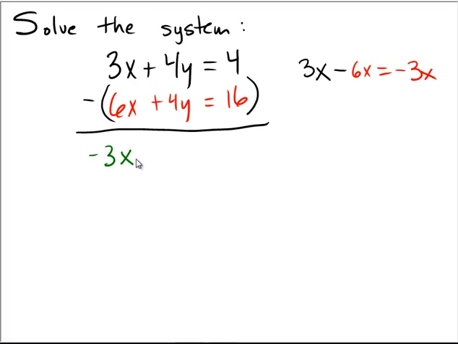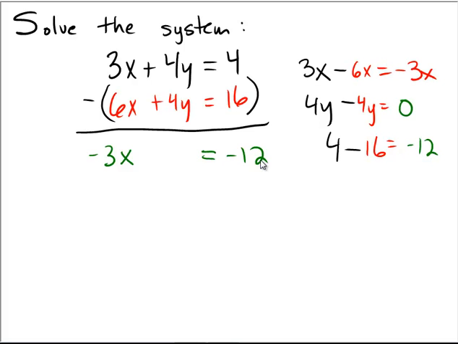In the next part we would have a 4y from the top equation, and that's being subtracted by a 4y in the bottom equation, and those cancel out to become just 0. So I'm not even going to write it over here. And then we also have on the right hand side the number 4 being subtracted by the number 16, and 4 minus 16 is the number negative 12. So we have negative 3x equals negative 12.